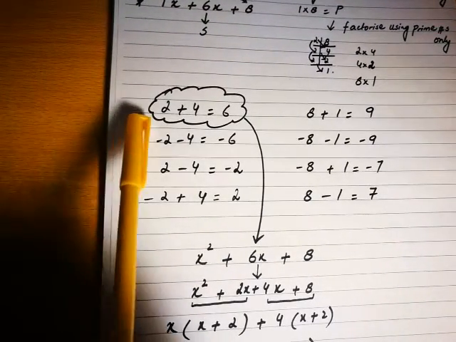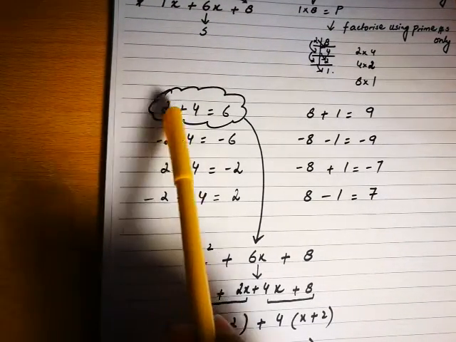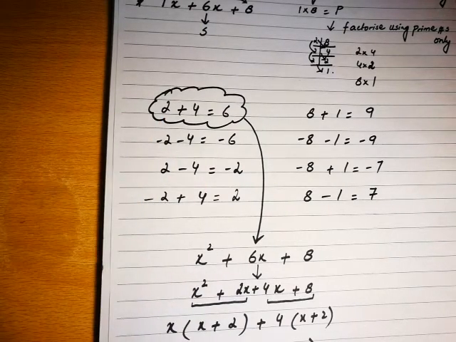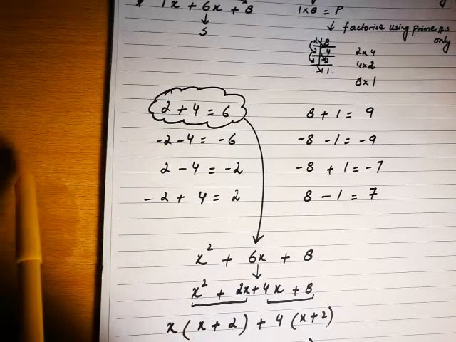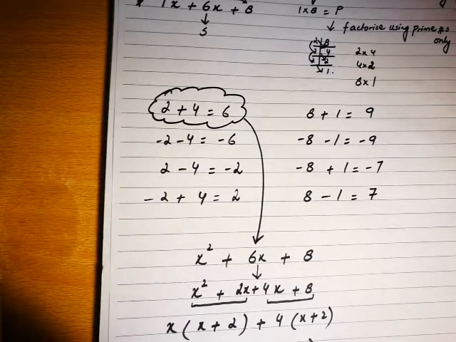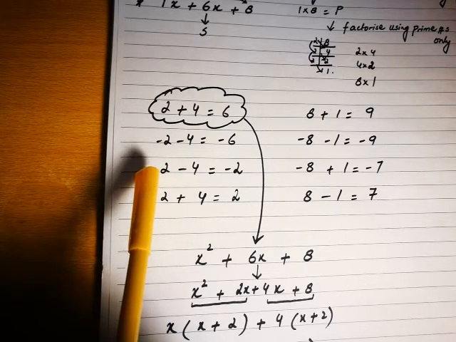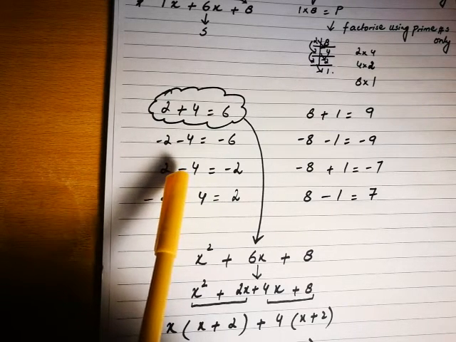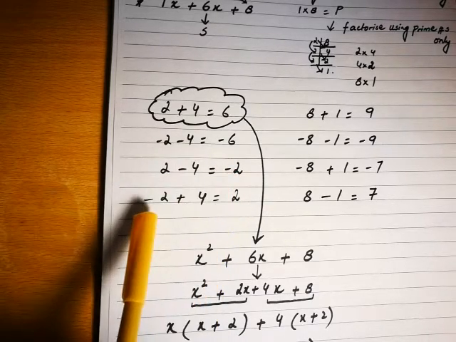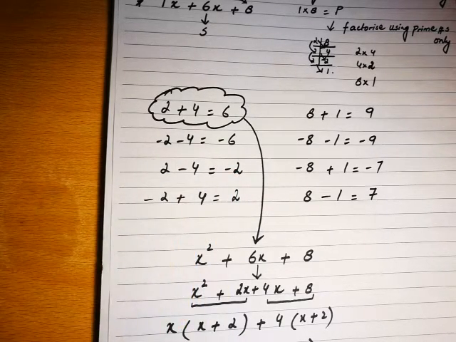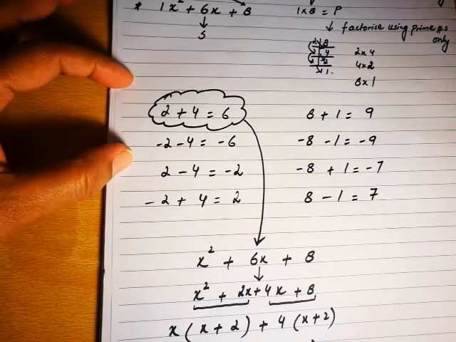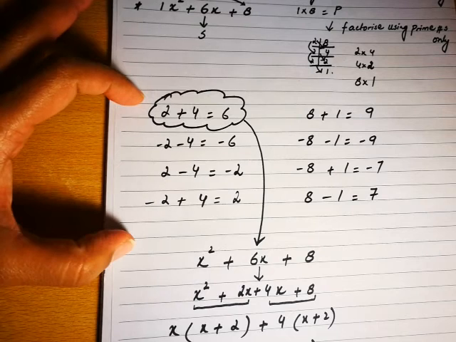If I'm going to take 2 and 4, I can add them. 2 plus 4, that will give me 6. I can take negative sign with both values, that will be minus 2 minus 4, that will be minus 6. Or I can take one value positive and the other negative. Positive 2 minus 4 will give you minus 2 and minus 2 plus 4 will give you plus 2. Means with 2 and 4, I am having 4 options.